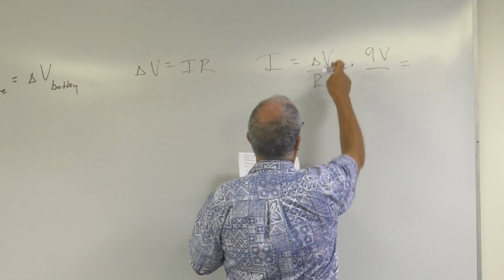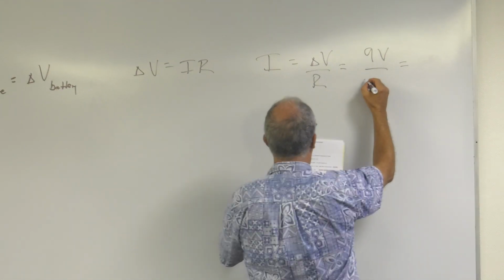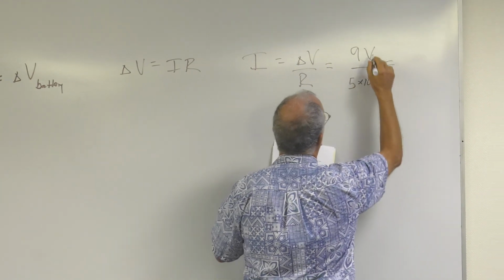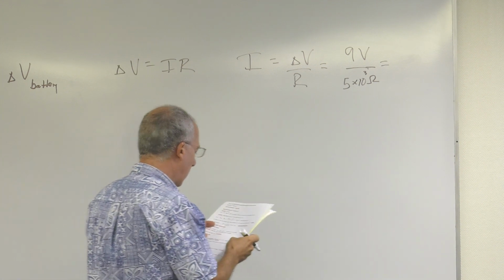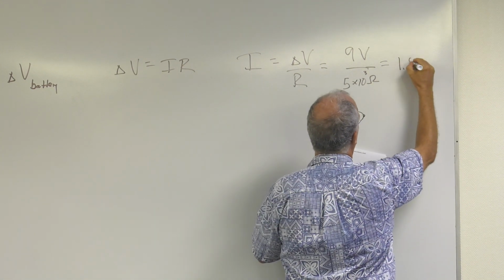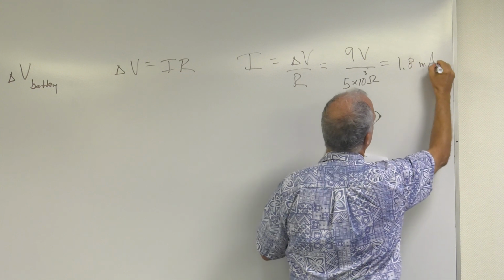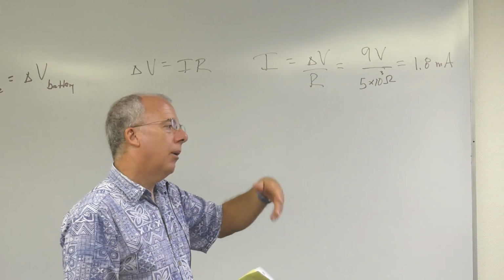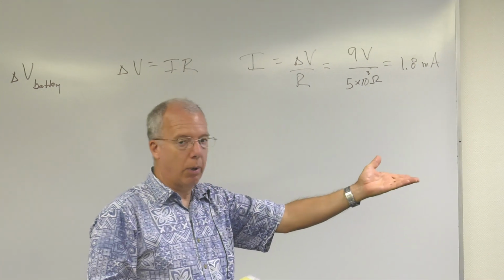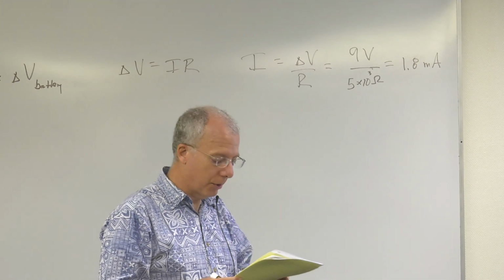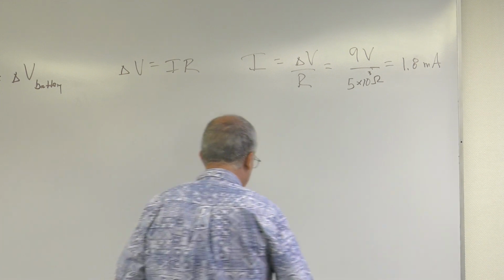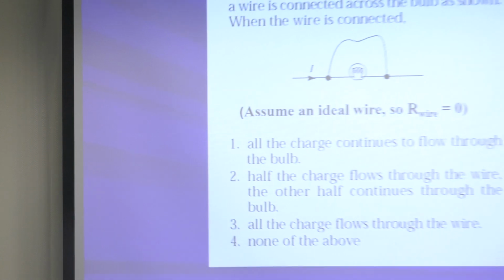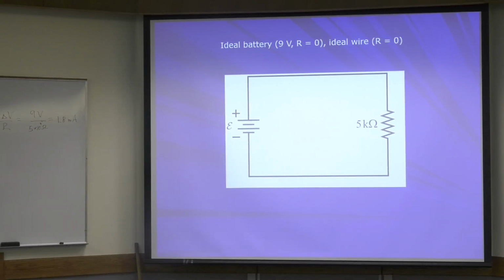So now we have delta V over R, so it's 5K, 5 times 10 to the third ohms. So now we have 9 volts divided by 5 times 10 to the third. That comes out to be 1.8 milliamps. And that's a safe current. All right? So basically, that's why resistors are important, to limit the current in a circuit. All right. There you go. And I showed you a picture of resistors in the previous chapter.